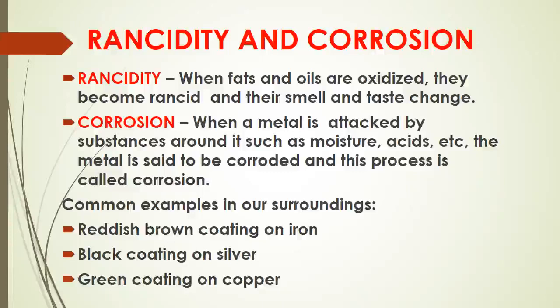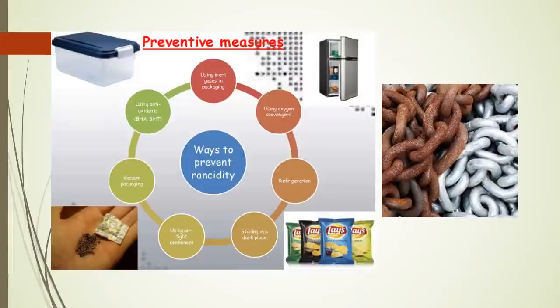When a metal is attacked by substances around it, such as moisture, acid, etc., the metal is said to be corroded, and this process is called corrosion. We know the different preventive methods used for corrosion. Common examples in our surroundings: reddish brown coating on iron, black coating on silver, green coating on copper. Two different pictures are there. Number 1 is showing preventive measures of rancidity, and number 2, rusting of iron.